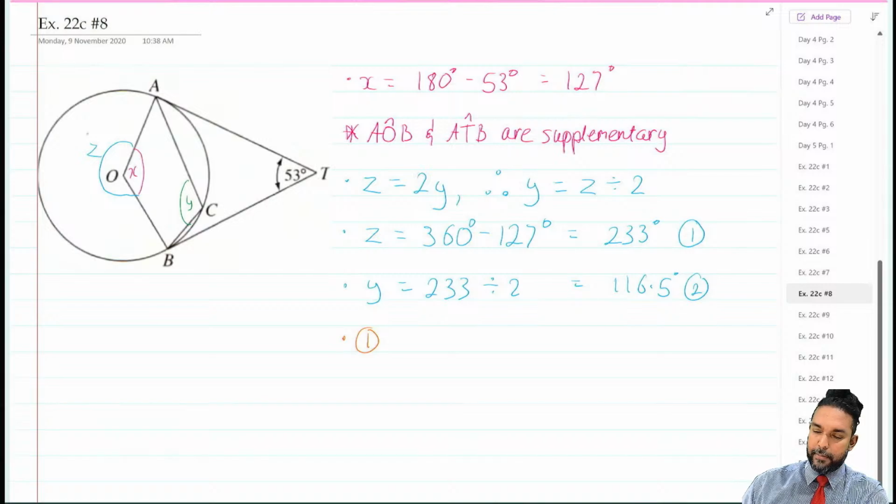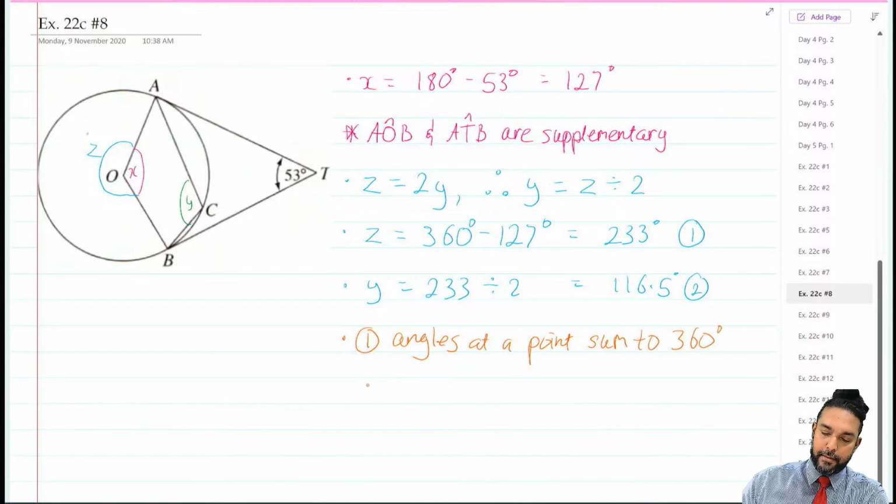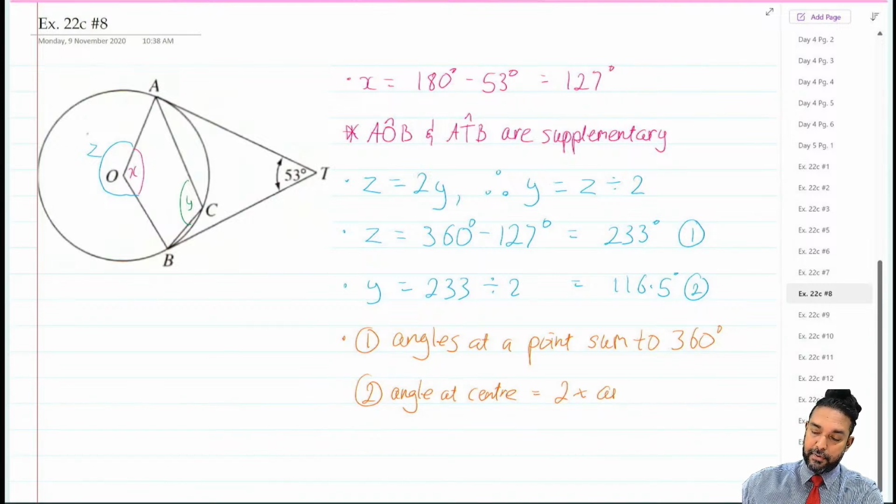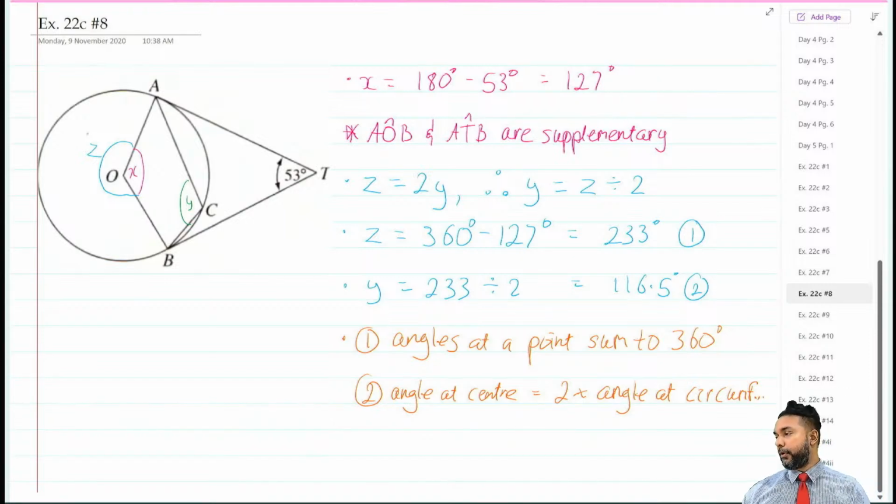All right, so rule 1 was that angles at a point sum to 360 degrees. Right, and then rule 2 was angle at center is equal to 2 times angle at circumference. Yeah, okay. Sorry, 360 minus 127. Yep, that's correct. Good job.